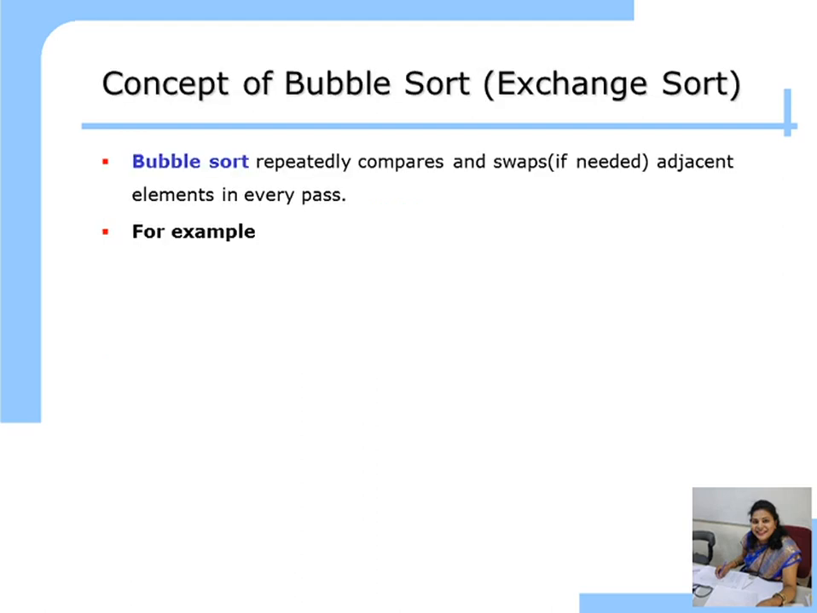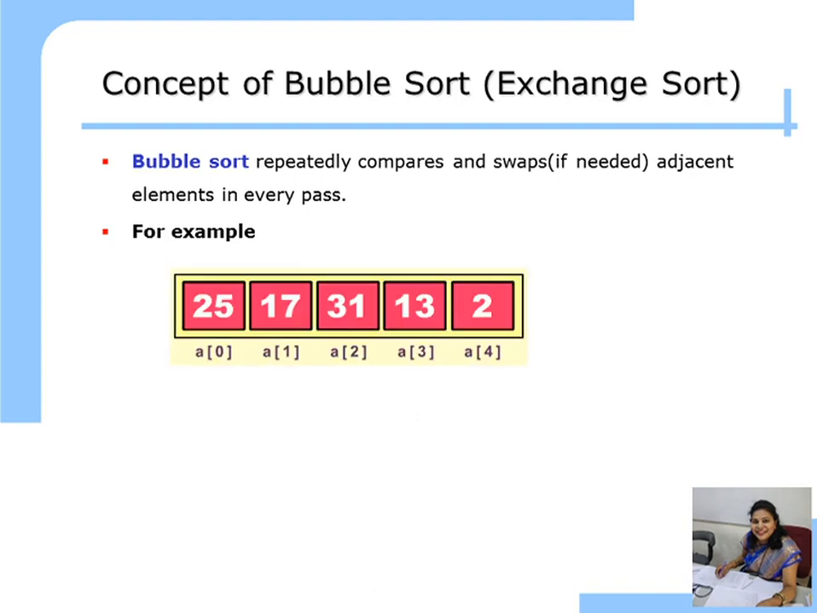So let us understand bubble sort. What is bubble sort? Bubble sort repeatedly compares and swaps. Swapping means exchanging adjacent elements in every pass. Let us take one example. This is an array of 5 numbers: 25, 17, 31, 13 and 2. This is the unsorted array. After applying bubble sort, what output do you get? It will be sorted in ascending order. So it will be 2, 13, then 17, then 25, then 31.